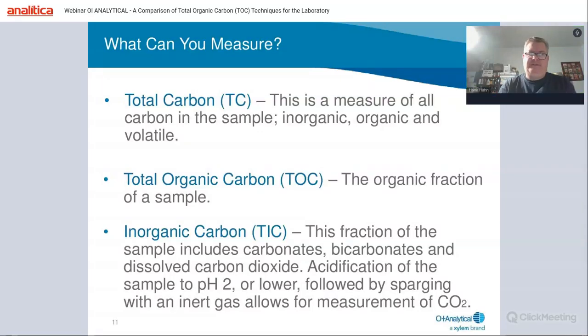So what can you measure? There's TC, the total carbon. This is a measure of all the carbon in the sample. There's total organic carbon, the organic fraction of the sample. There's TIC, the inorganic carbon, and that determination requires the use of strong acid for conversion to carbon dioxide. That's where we use phosphoric acid, in this case with our wet oxidation technique. In combustion, we use hydrochloric acid for that.